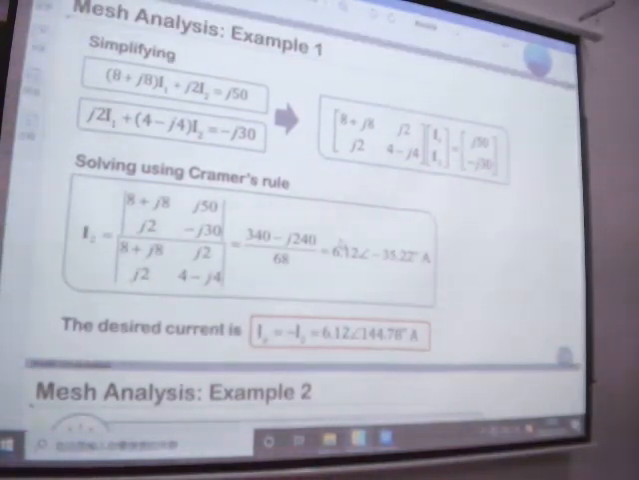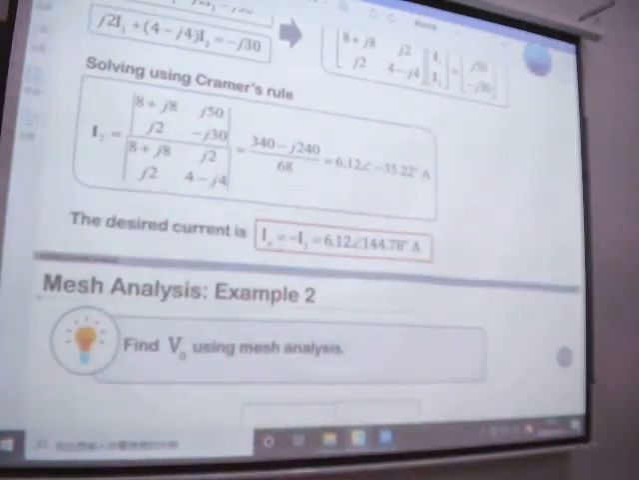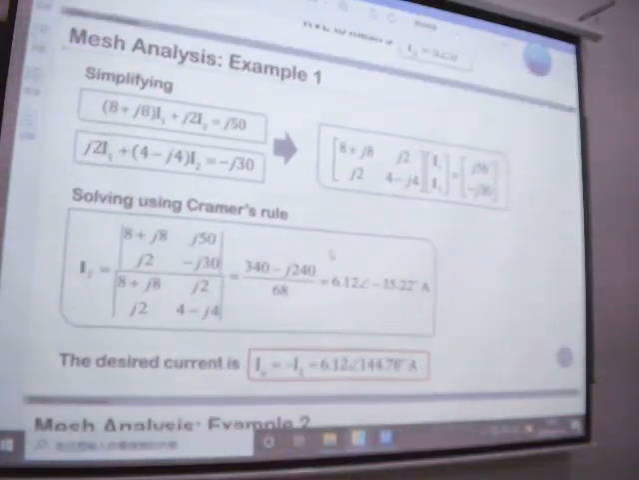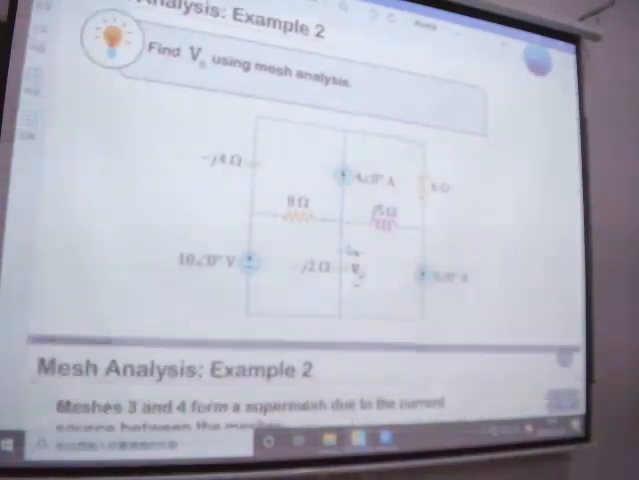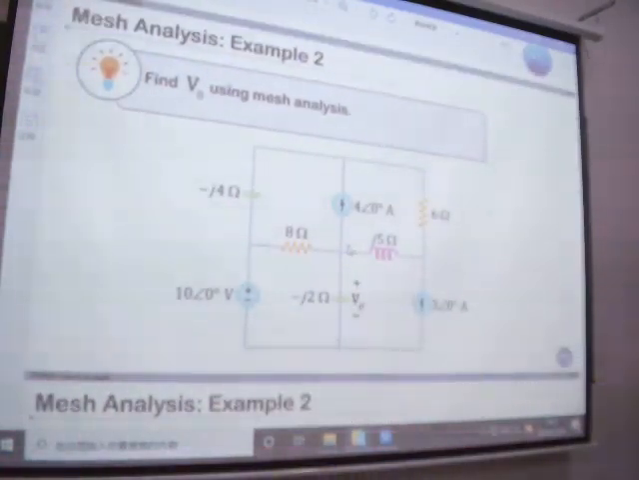This is the way to use the Cramer's rule to solve it, and you can try this at home. Okay? Now we're going to see mesh analysis example 2. Look at this. It seems complicated, right? Why do I say this one is complicated? Because it has 1, 2, 3, 4 meshes.